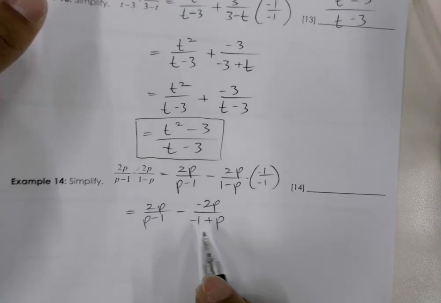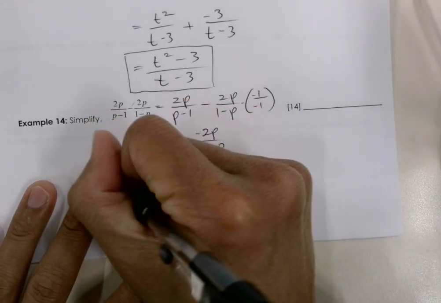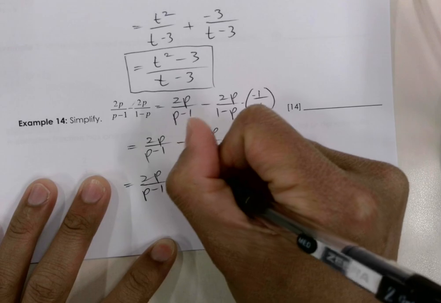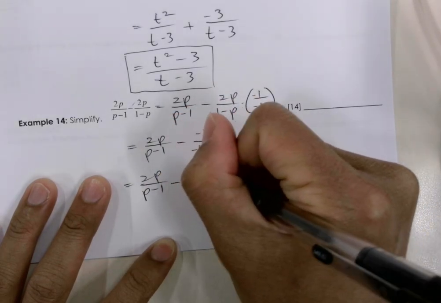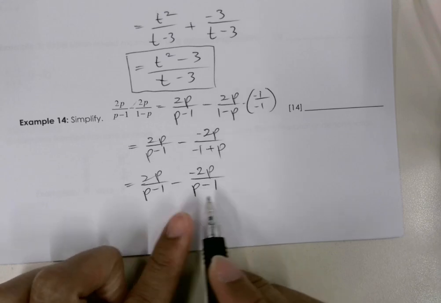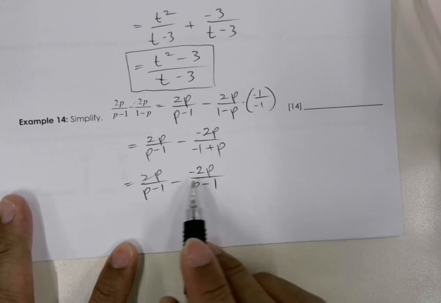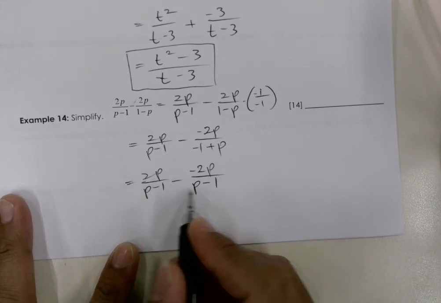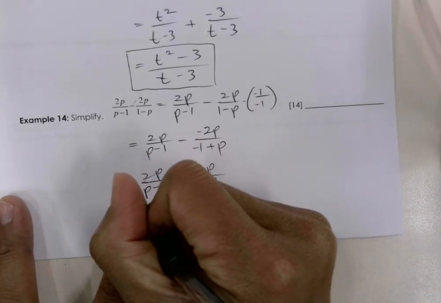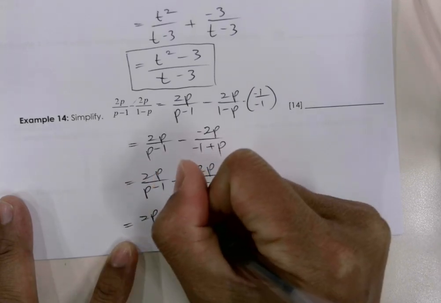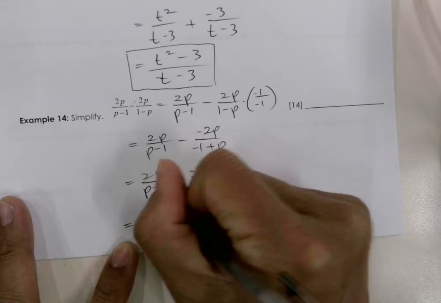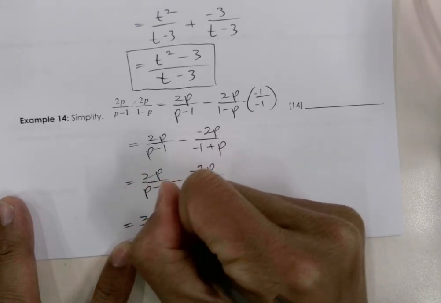Okay, and then we're going to rewrite that denominator. So we'll get 2p over p minus 1 minus -2p over p minus 1. All right, we just moved around the terms and wrote it in standard form. So now that both the fractions have the same denominator, we can combine them. So we get 2p minus, or I'm sorry, it's minus a negative, so that becomes positive 2p over p minus 1.